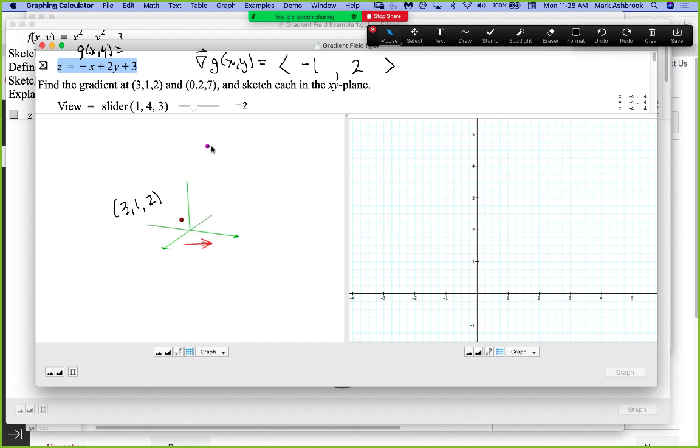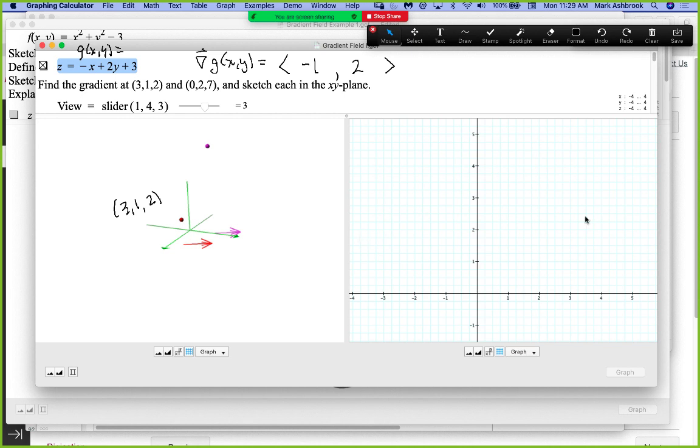And what about at this point, 0, 2, 7? It would be the same thing. It has a vector of negative 1, 2. Yeah. So no matter what point you're at on this surface, the gradient vector is negative 1, 2 for all points, regardless of location.